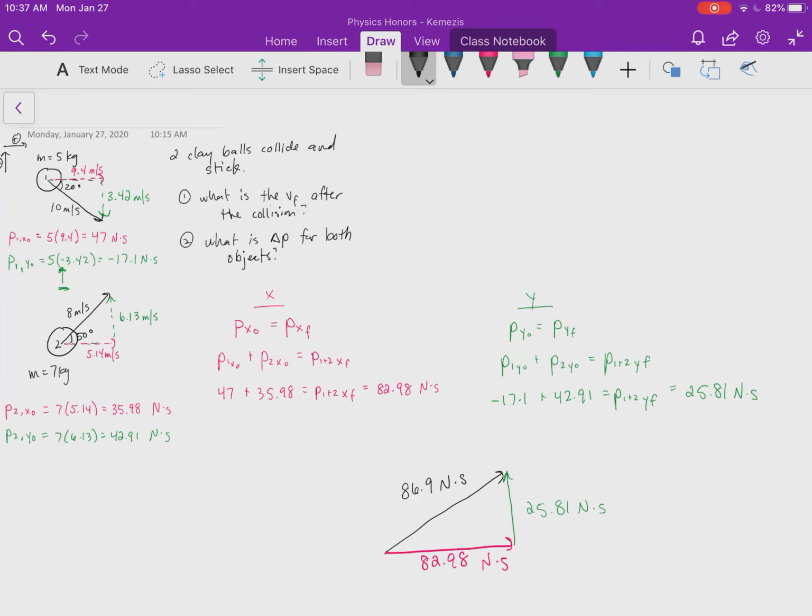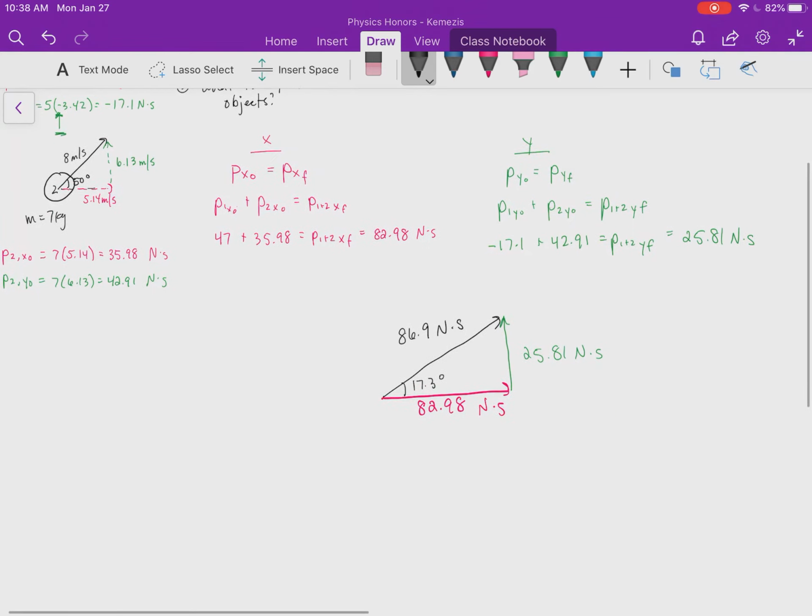We get 86.9 for our hypotenuse. So we have a momentum now that's moving at 86.9, and we need to get this angle. We're going to use the tangent, opposite over adjacent, and we're going to do the inverse of the tangent, and this is 17.3 degrees. Okay, so this is our total momentum here because we put our two components together. So I'm going to say P total final is 86.9 Newton seconds at 17.3 degrees.